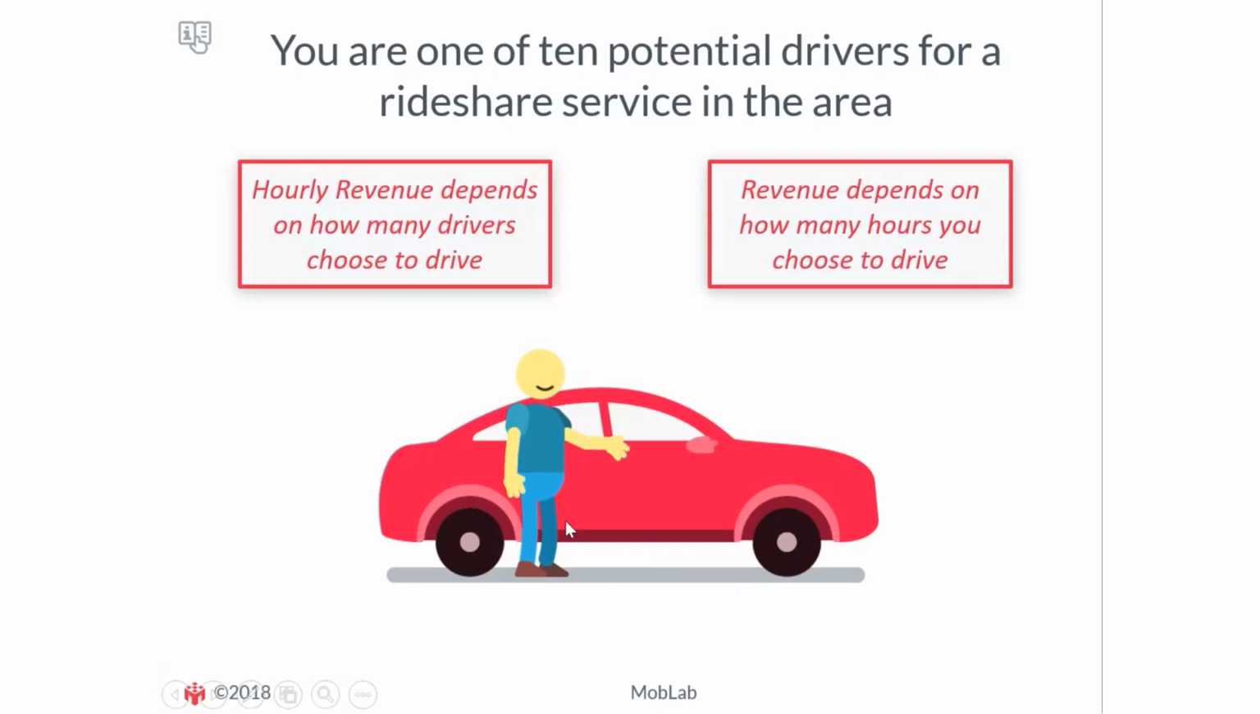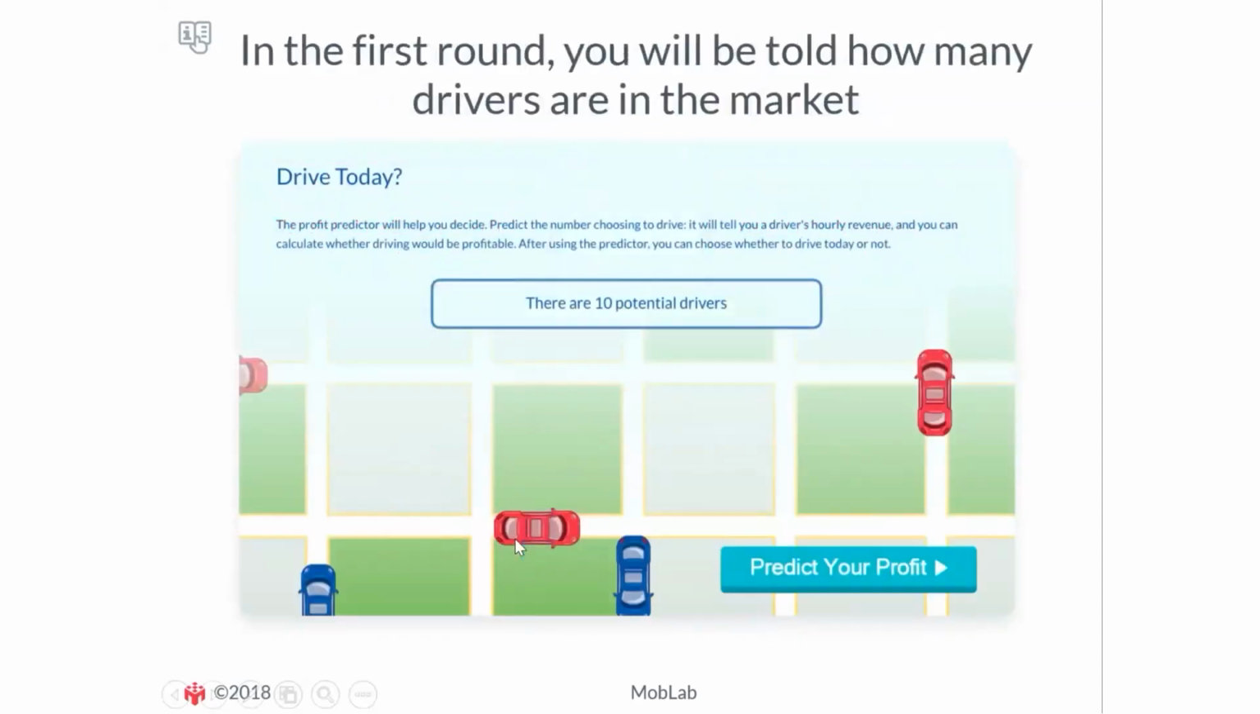So the key thing here is that there are two things. One is, do you want to drive today? Well, because if all 10 of the potential drivers drive, then hourly revenue will be very low. But if only you are the person that's going to drive today, hourly revenue will be very high. But then conditional on, say, 5 drivers or 3 drivers being out today, the more hours you drive, the more revenue you will earn. So there are two choices.